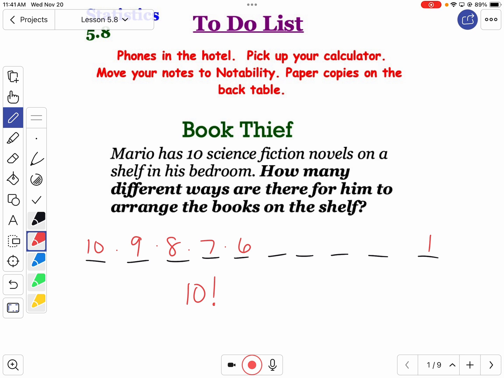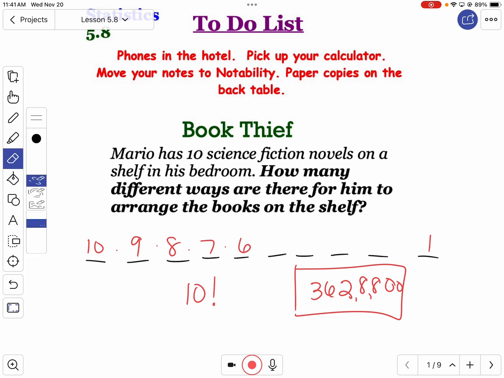What do we get? 362,000? 880. So there's that many different ways he could put them. Isn't it 3 million? It's 3 million. I got my commas in the wrong spot. 3 million. All right. So a lot of different ways we can arrange those books.